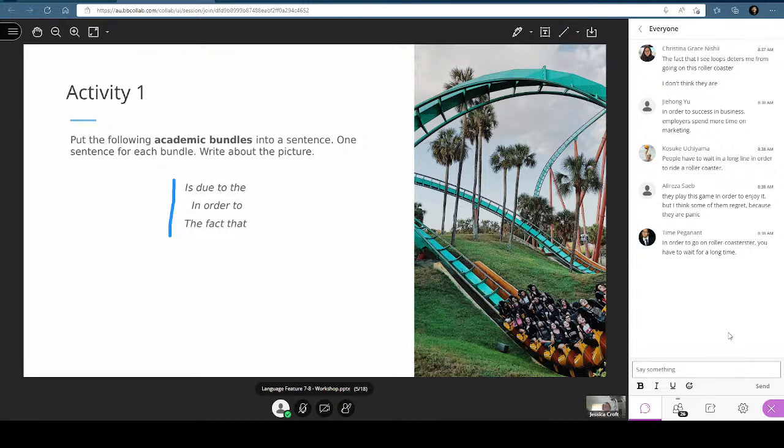So I have a couple of examples as well. Here's one. And I've used a slightly different version of the same bundle. So rather than is due to, I just have due to. But I've also added it seems as though, which is another bundle. And it's using that it that I dislike so much.